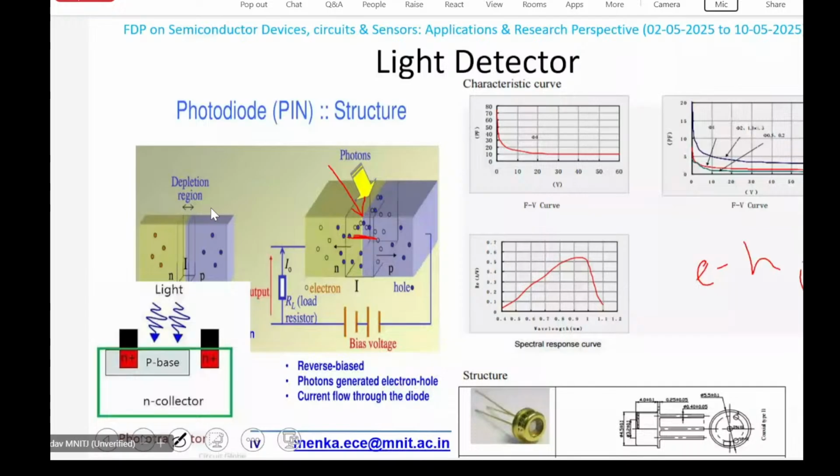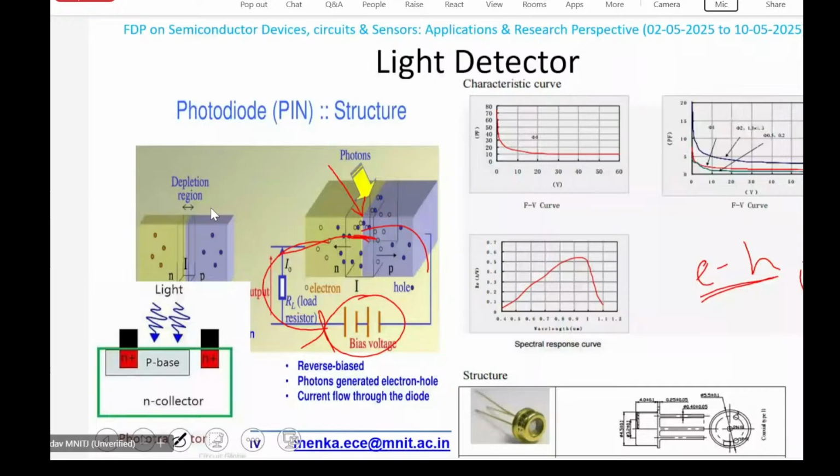If you are connecting this to a battery in the reverse bias, the electron hole pairs are being generated, and these electrons go towards this way and the holes will move towards this way. Because of that, the current flow is seen in the reverse bias PIN junction, or the PN junction we can say. So how is it made up?